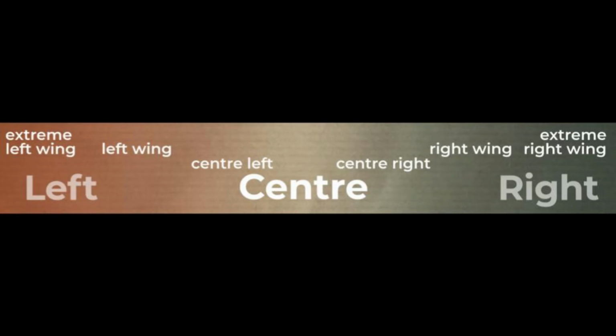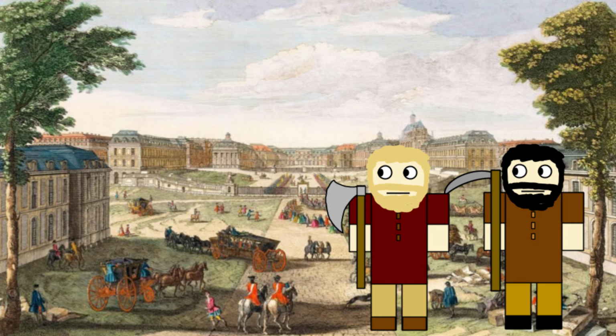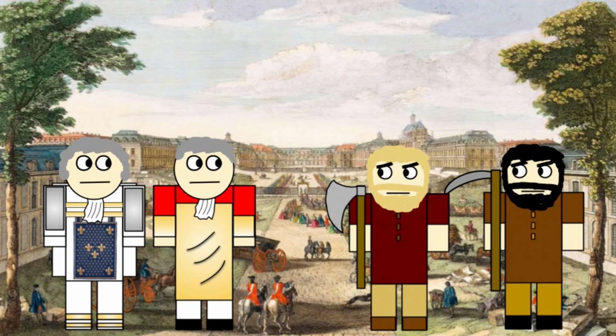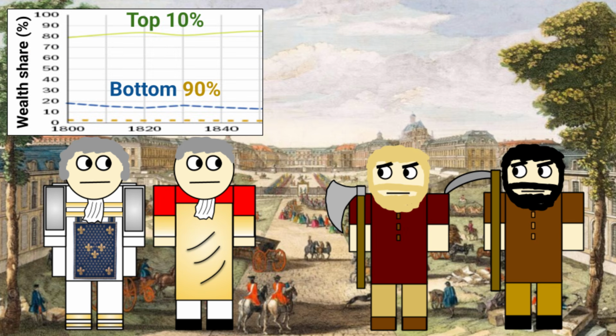Why do we use the terms left and right for the political spectrum? The origin dates back to 1789, during the French Revolution. At the time, the French lower classes were furious with King Louis XVI and the aristocracy, who represented a long-standing and immense wealth gap between the rich and poor.